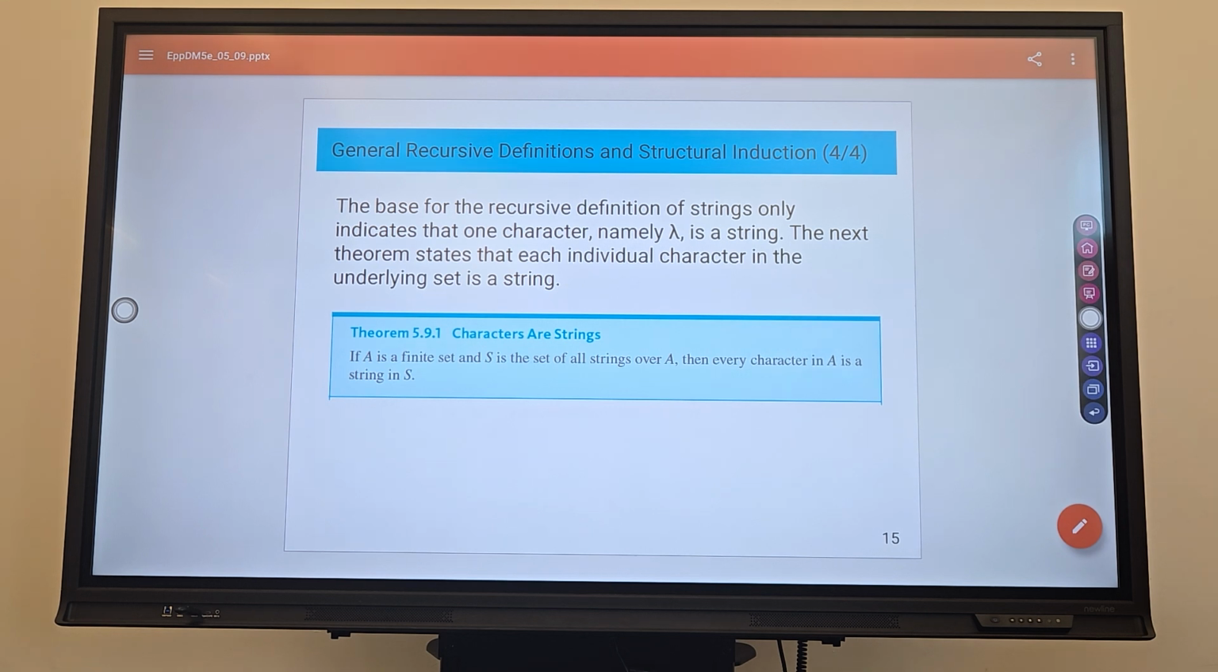The base for the recursive definition of strings only indicates that one string, namely lambda, is a string. The next theorem states that each individual character in the underlying set is a string. So theorem 5.9.1: if A is a finite set and S is the set of all strings over A, then every character in A is a string in S.